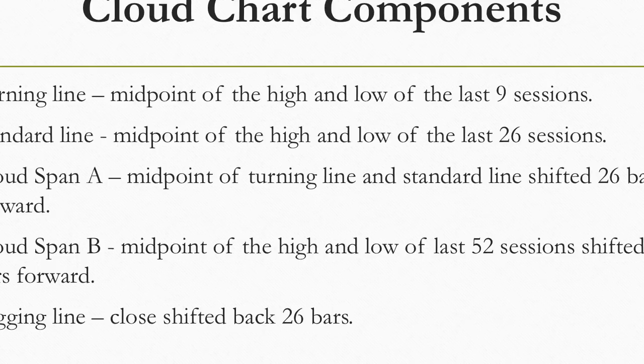So here are the different components, and I pulled this out of the book on cloud charts that's becoming the standard reference for the field. As you can see, the turning line and the standard line are simple moving averages of the last 9 and 26 sessions. The cloud spans are examples of how these lines are moved forward in time. And then the lagging line is where we're taking price and shifting it backward.